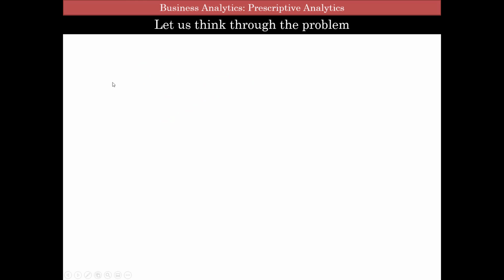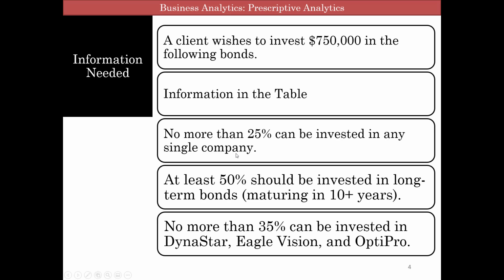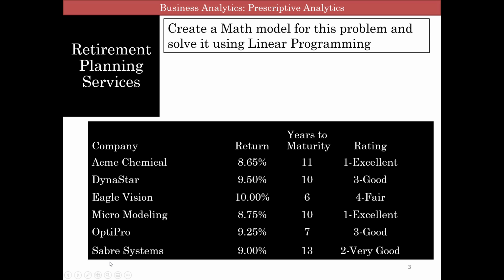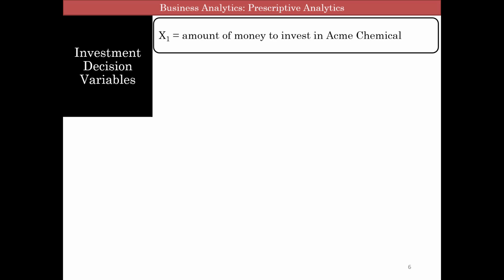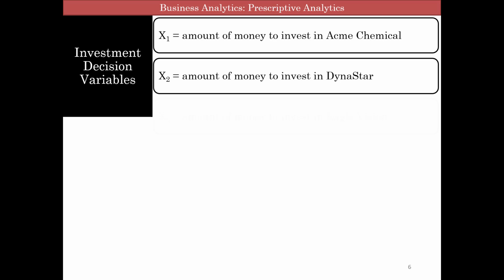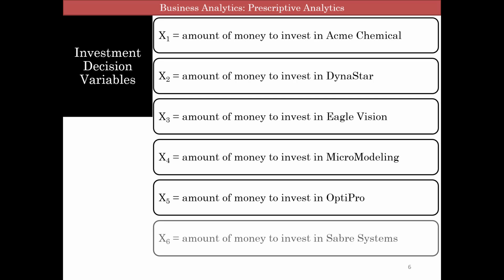So it's not that hard, this problem. And if you can look at this and say, here are the 6, you can use X1, X2, X3, X4, X5, X6, or you can use A, D, E, M, O, and S, depending on what you want to do. So the decision variables, I've used X1, X2, X3, X4, X5, X6. This is the amount of money to invest in each of these products.